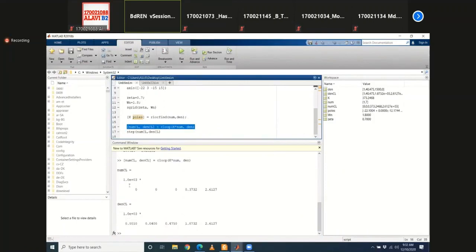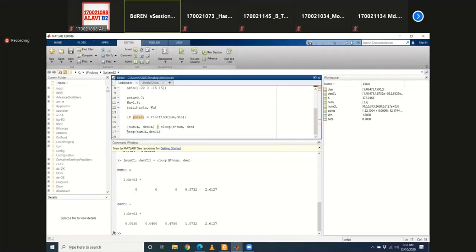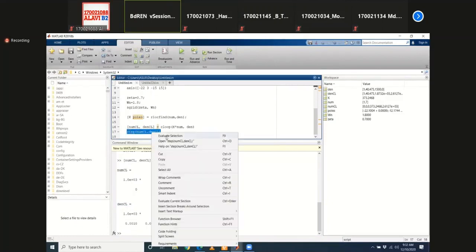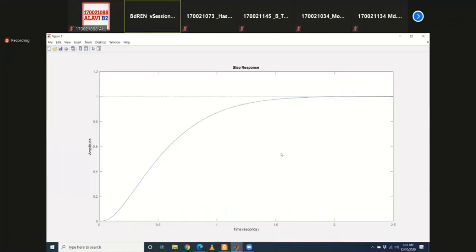So you'll get the new numerator and the new denominator, the closed loop numerator and the closed loop denominator. Now if you just plot the step response using those numerator and denominator values of the closed loop transfer function, this is the overall step response of the closed loop system. That means the overall system.